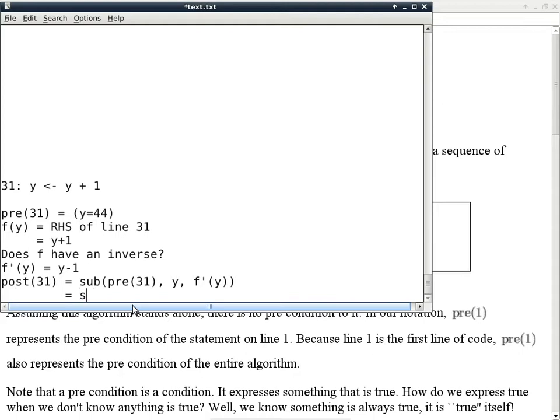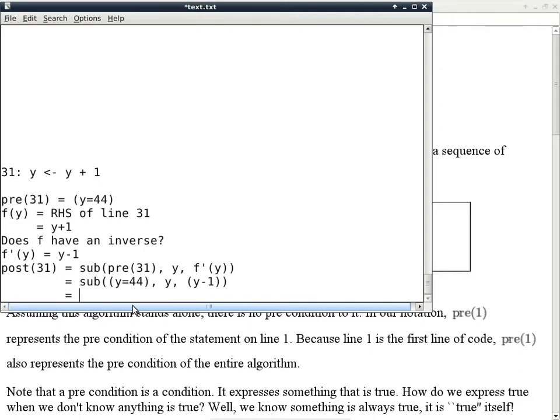Next, I'm just going to expand out some of these things. What is pre-31? Y equals 44. And what is f prime of y? Y minus 1. Can I do this substitution mechanically? To do this mechanically, I start with the original expression, and then I ask myself, do we have any y's in it? Yes, we got 1. What do we replace it with? Y minus 1. I'm done.